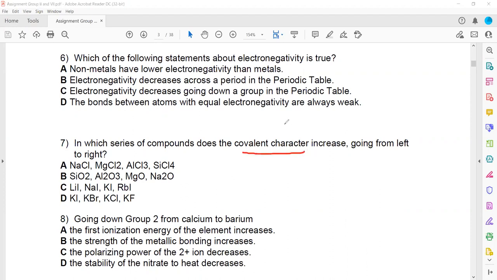What is the concept of covalent character? That when the electrons are transferred in ionic, there is a covalent character of ionic compounds and there is an ionic character of covalent compounds. So for an ionic compound, what is the concept of covalent character? It means the polarization, the tendency to polarize.